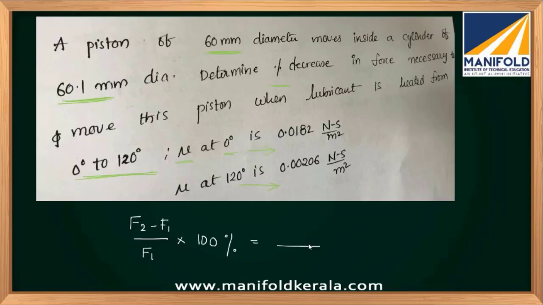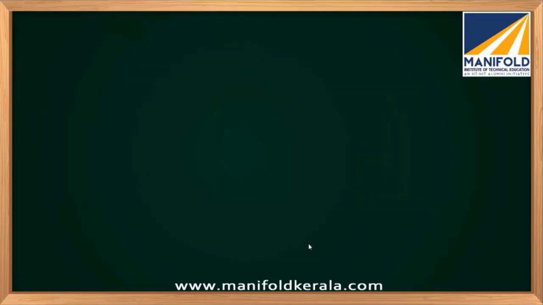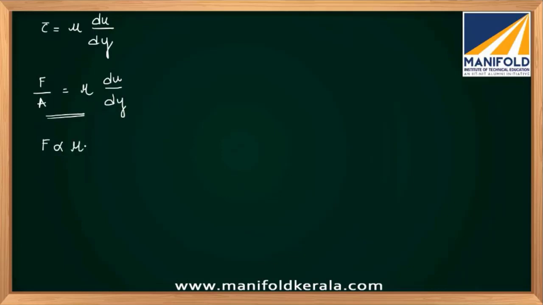So coming to this question, he is asking you the change in force. So change in force or decrease in force, I have a basic fundamental formula called tau is equal to mu into du by dy. See, how can we write tau as force per area is equal to mu into du by dy? From this relation, I can clearly say F is directly proportional to mu. I wrote one formula, decrease in force, (F2 minus F1) by F1. I'll alter it as (mu2 minus mu1) by mu1. I can clearly write this.